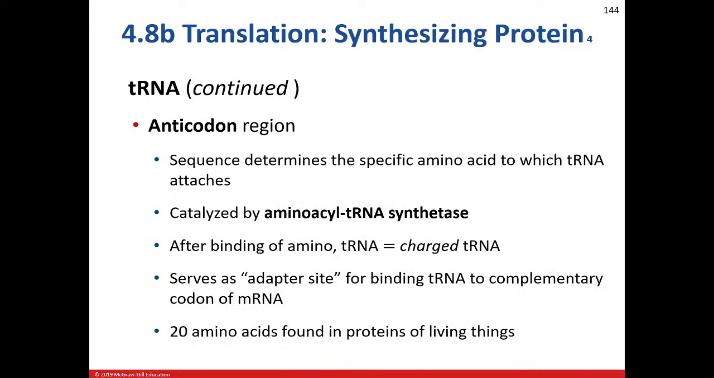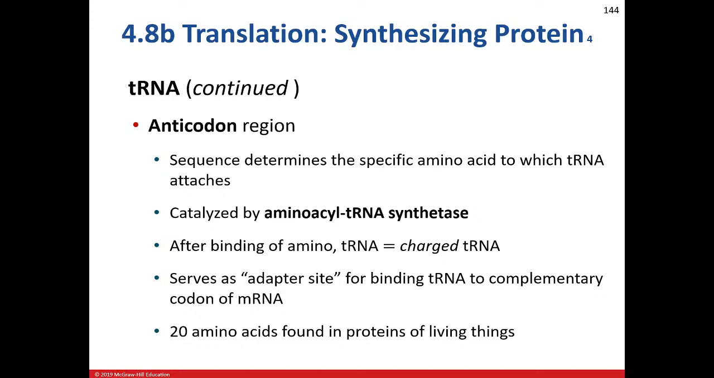All right. Now, tRNA continued, we have the anticodon region. The anticodon has a sequence that matches up to the codon. And this sequence determines the specific amino acid to which the tRNA attaches. And it's catalyzed by an enzyme called aminoacyl tRNA synthetase. Basically what that name means is that it's a protein that attaches amino acids to tRNA.